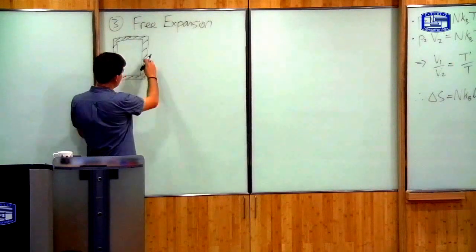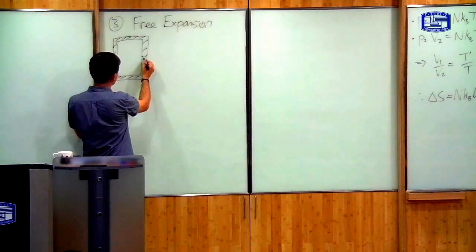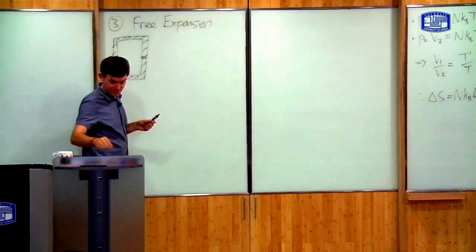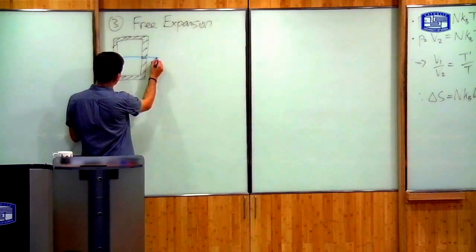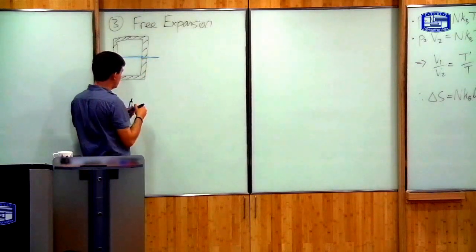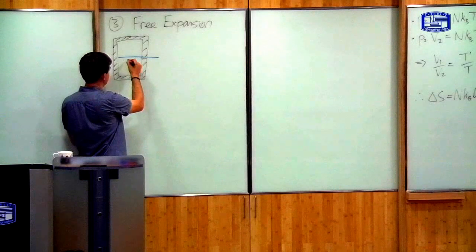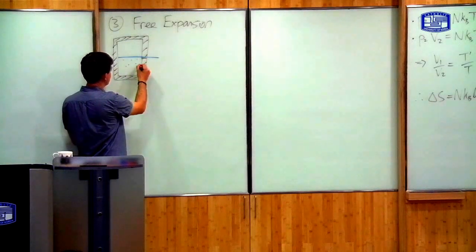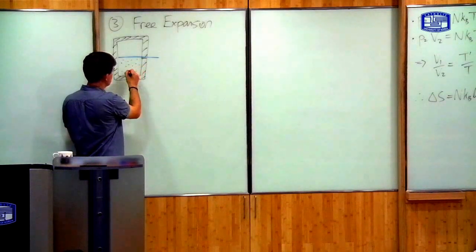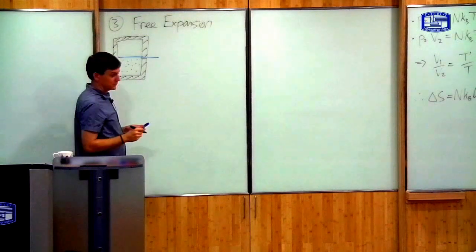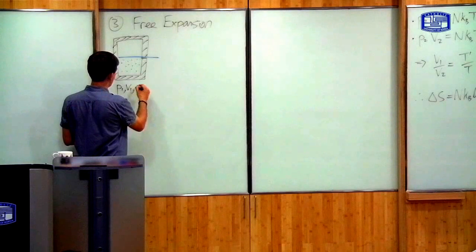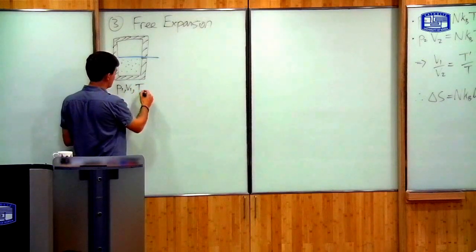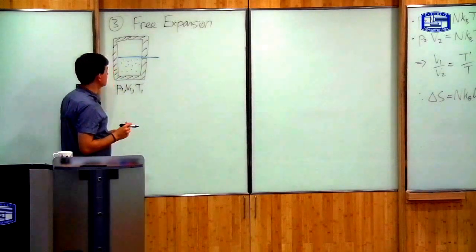But I put some kind of barrier in this system. Draw it in blue. I put some kind of barrier into this system, which holds all of the gas on one side of the box. So I start off like this, and suppose I'm at pressure P1, volume V1, temperature T1.